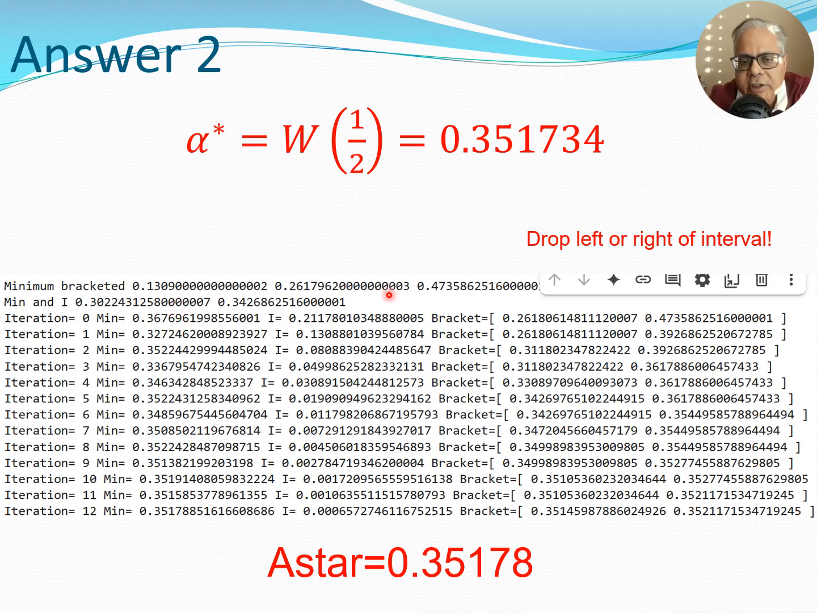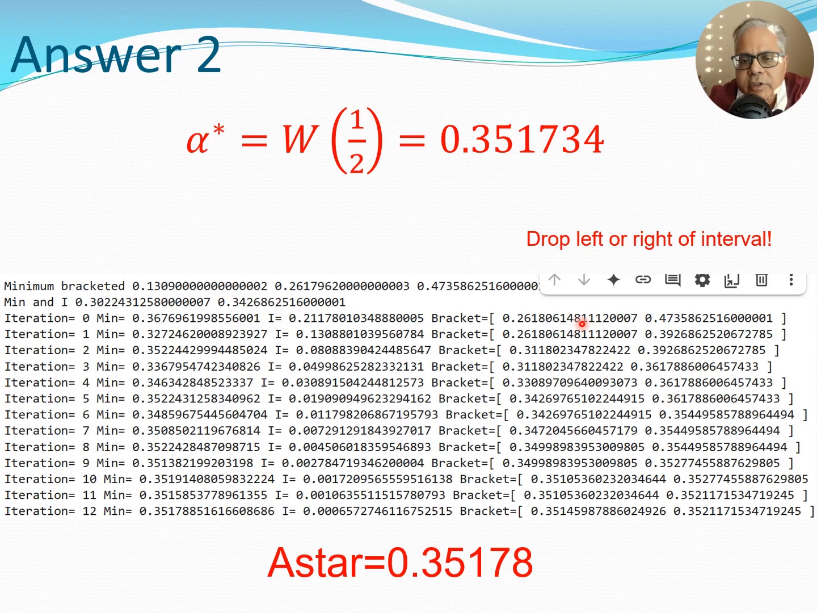So you can check some of these values are exactly the same as what we obtained by our hand calculation when we solved the example problem in lecture 1. So you remember you had that 0.1309 and 0.4735, and the middle point was 0.26 something, and then we had the minimum and the I values as this 0.30 and this is the I, and then as we keep going on you can see the minimum point essentially ends up becoming 0.35178, which is very close to the actual minimum 0.3517. So this is pretty good as far as most algorithms are concerned.